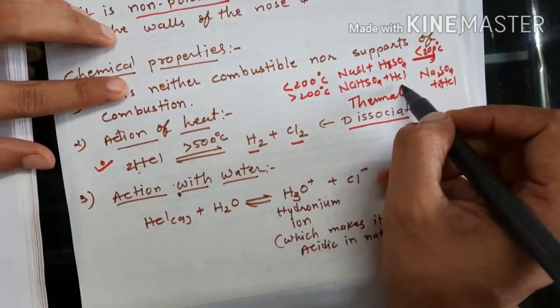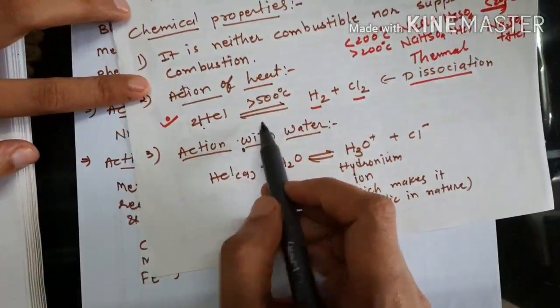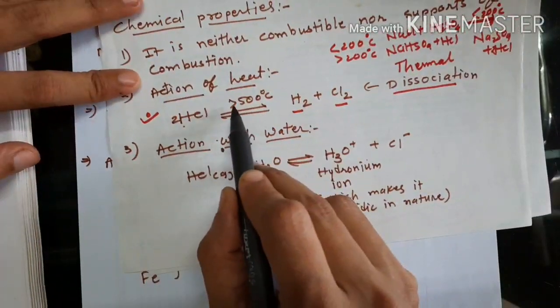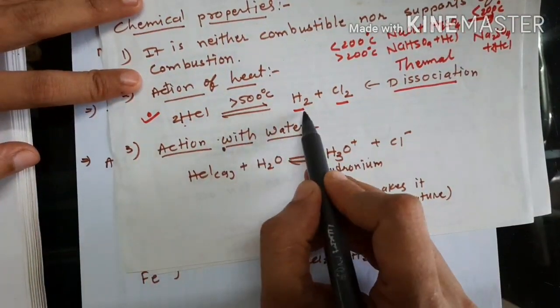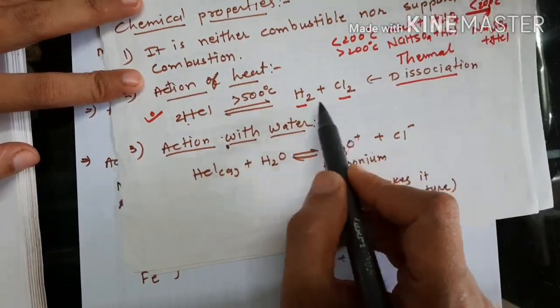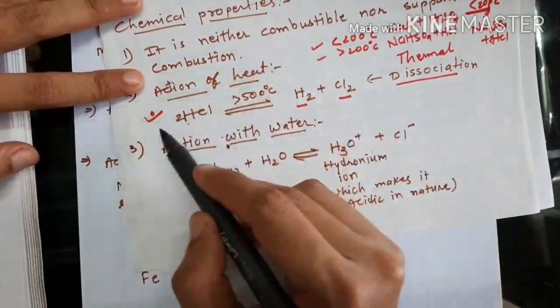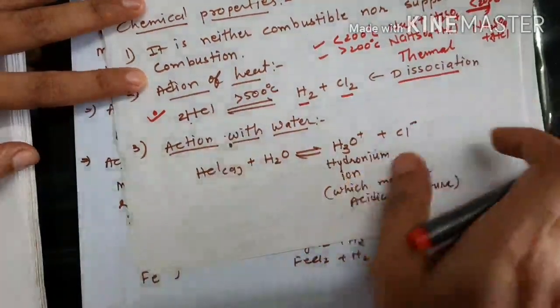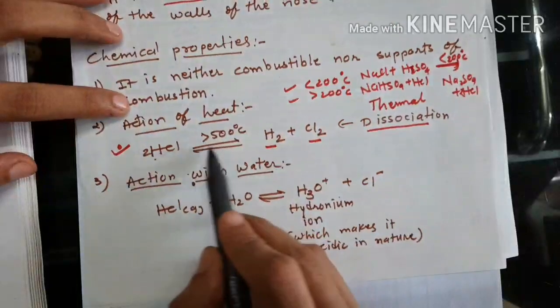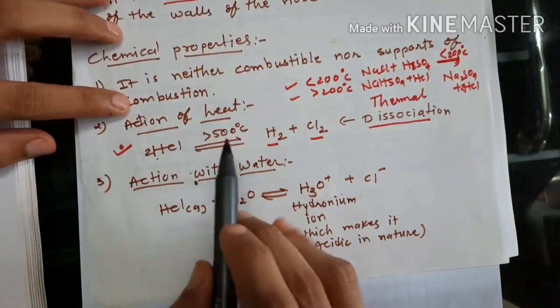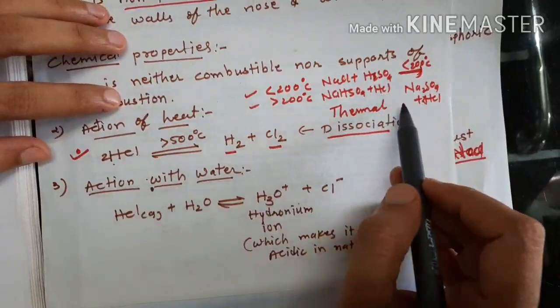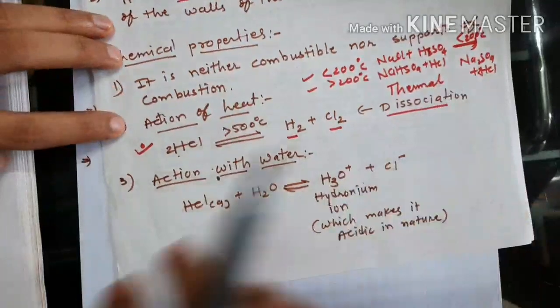Maybe they will also ask 2 HCl beyond 500 degree centigrade, so H2 plus Cl2. That is the way some questions will ask you to complete the chemical reaction. Some conditions are given on the arrow, so through that you have to understand what product will be formed. Okay, so that type of question.